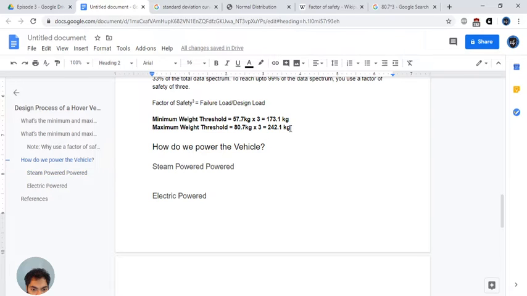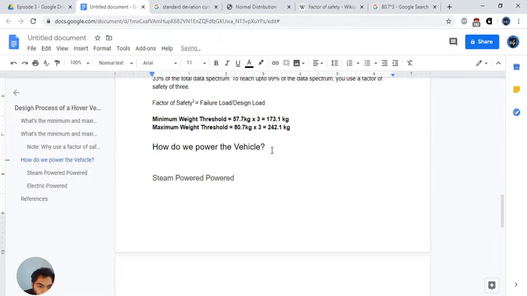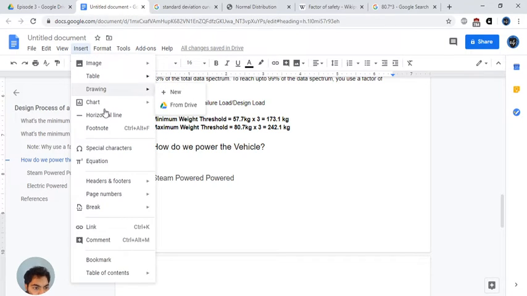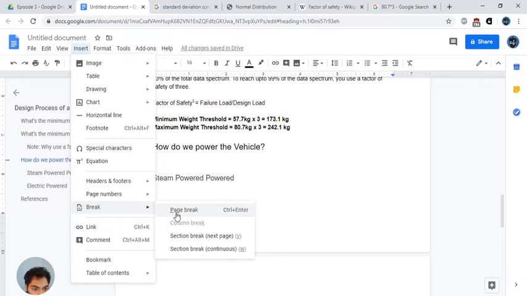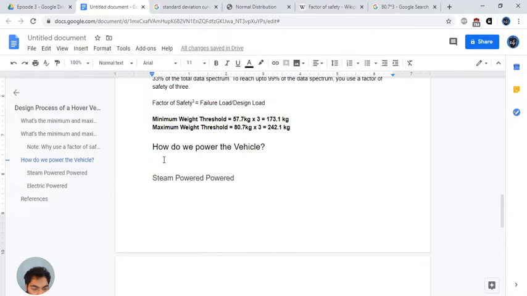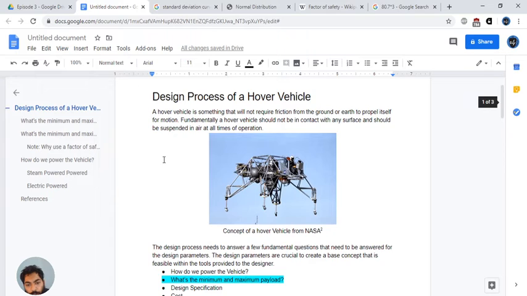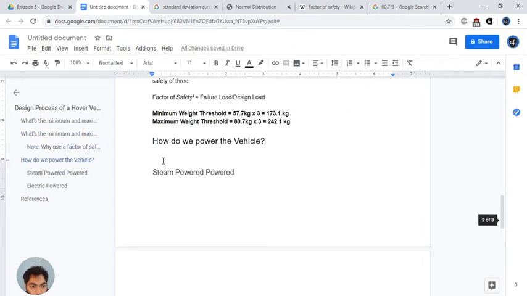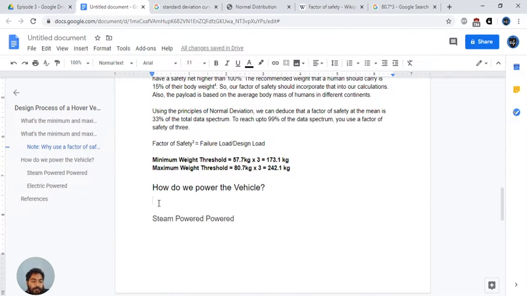How do we power the vehicle, right? Let me just explain this. To be honest, I'm gonna insert a break. I don't think I need that. I'm gonna post it on the blog anyways, guys. So how do we power the vehicle? That's the question, right? For this, okay.